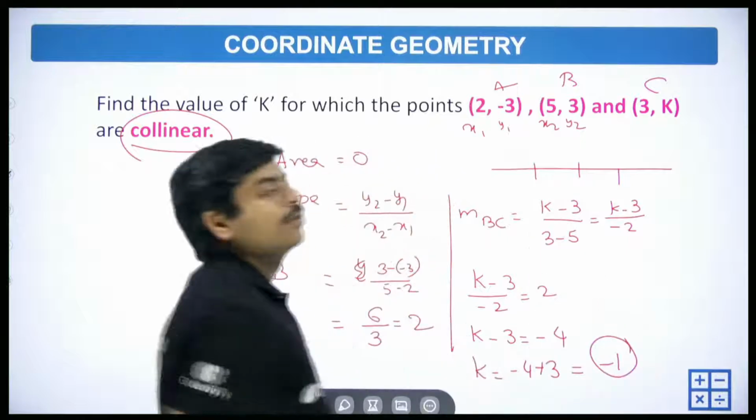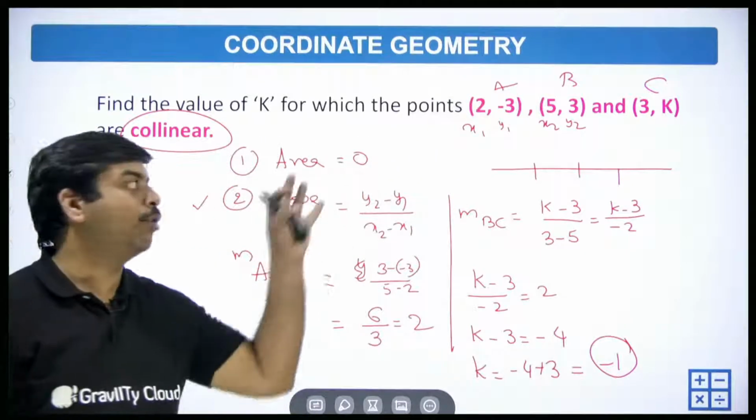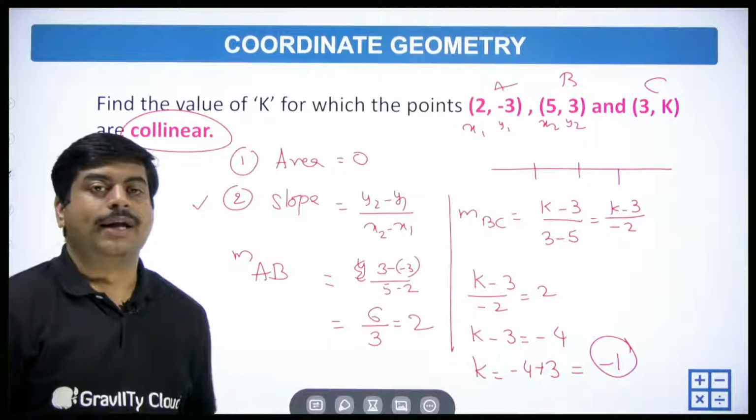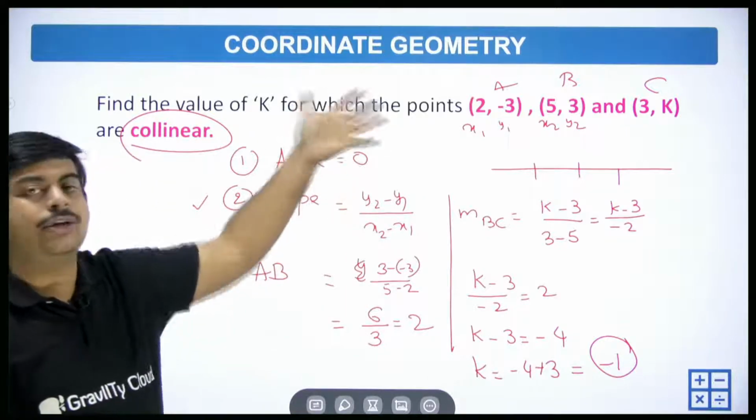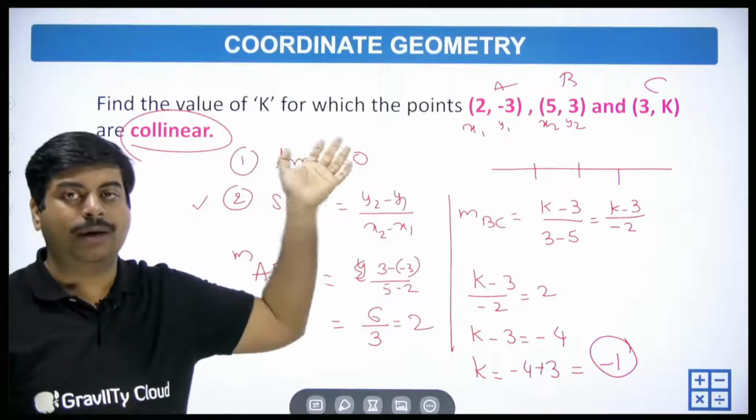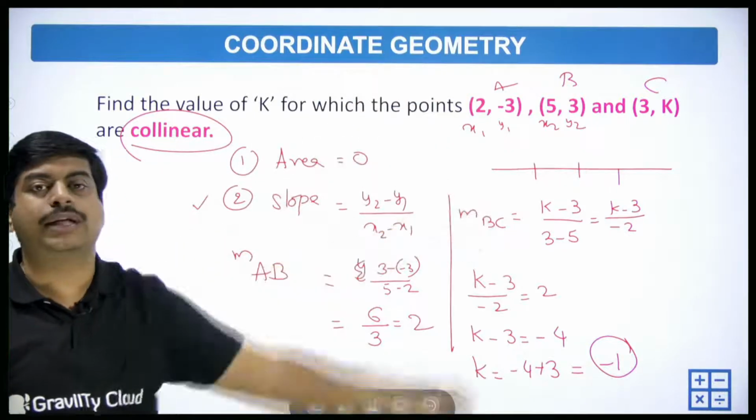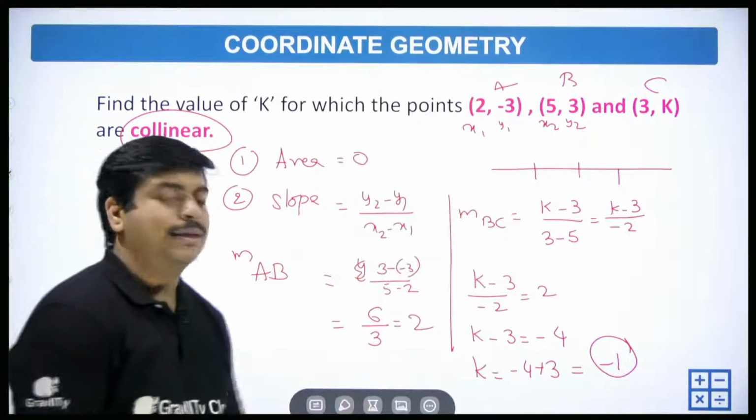So this is how you can find the value of k where these 3 points are collinear. Or you can also find the area of the triangle using the formula with all the 3 vertices, and you can make that 0. From there also you can get the value of k as minus 1.